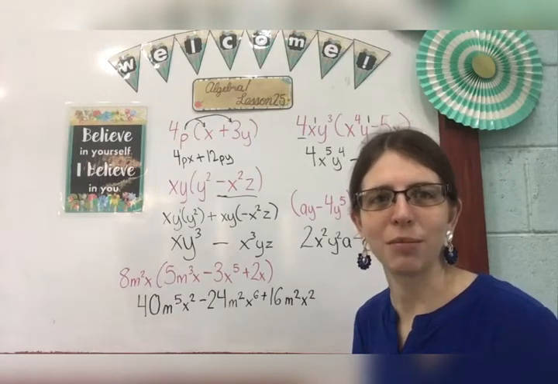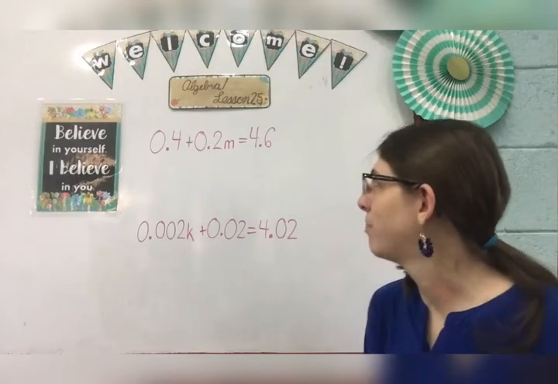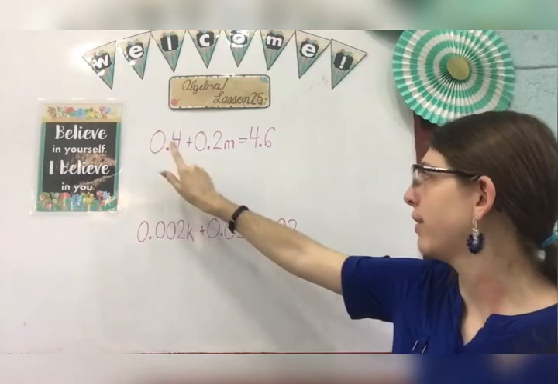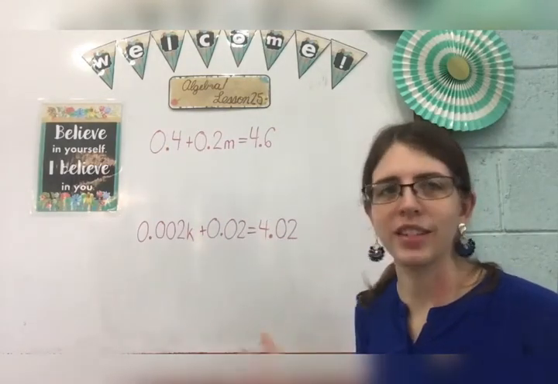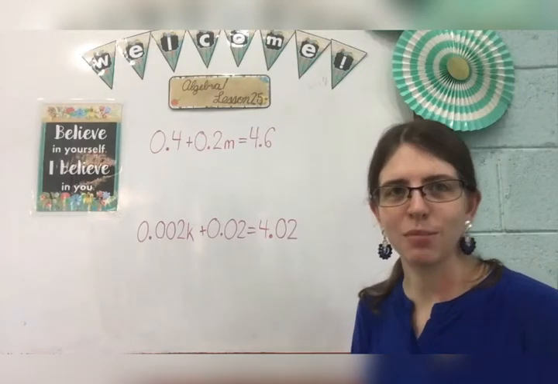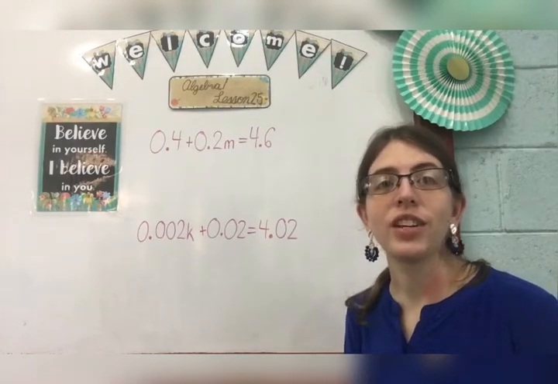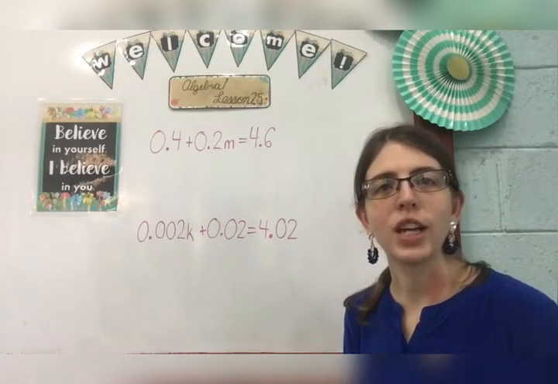Okay, now let's look at decimals. So first of all, if you are adding or solving an equation like this, 0.4m plus 0.2m equals 4.6, you can solve that just as it is. But sometimes the decimals get complicated, and so it's easier if we could get rid of the decimals. So there is a way to get rid of the decimals in your equation.